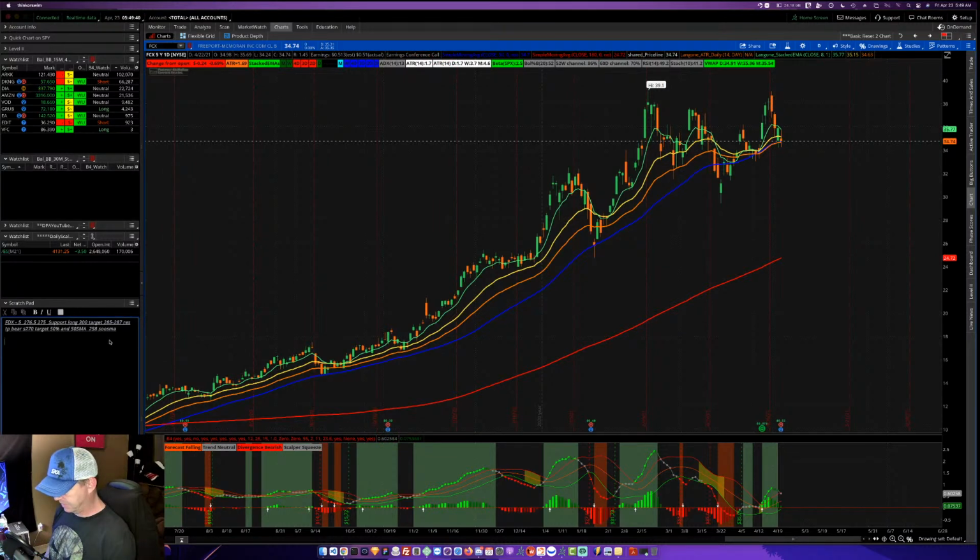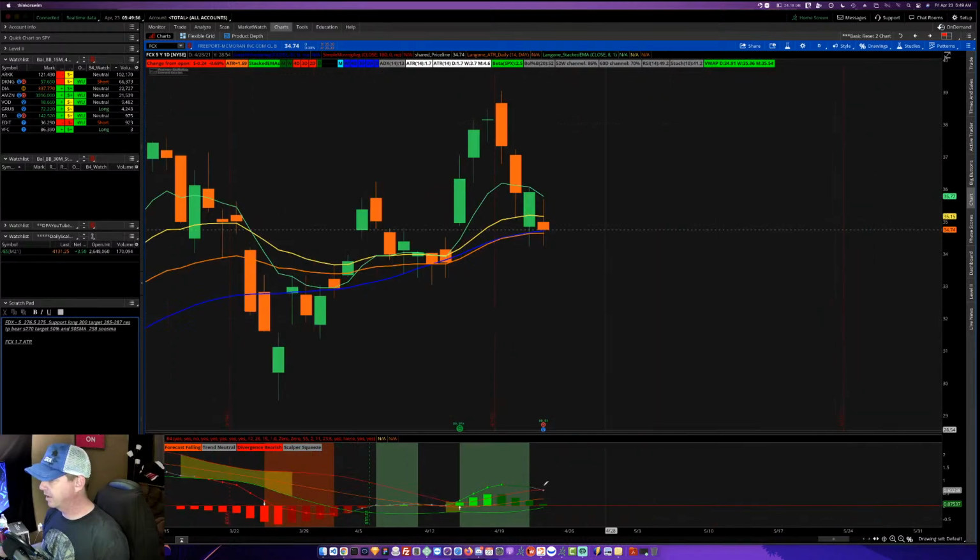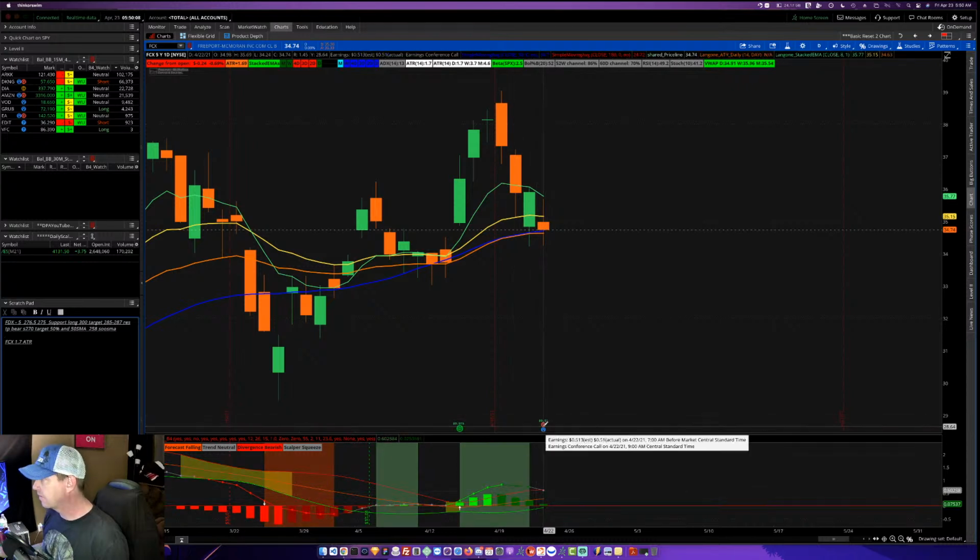So FCX, I'm just going to call it a 1.7 ATR. Our stacked moving averages are positive. Looks as if we came down and reverted to the mean yesterday. Our MACD is positive but decreasing. Bollinger Bands are increasing. RSI is increasing. Do we have earnings today? We had earnings yesterday, and it looks as though it was neutral.